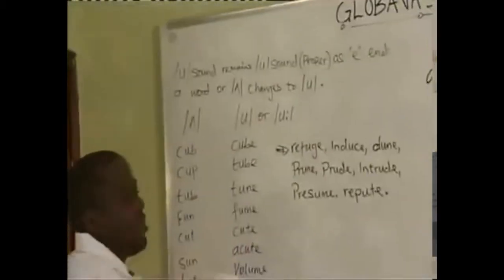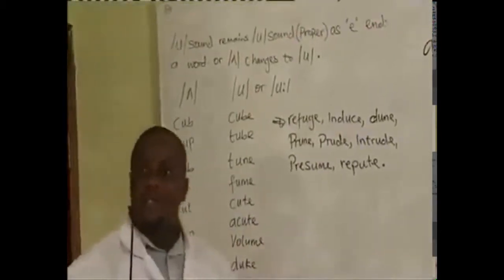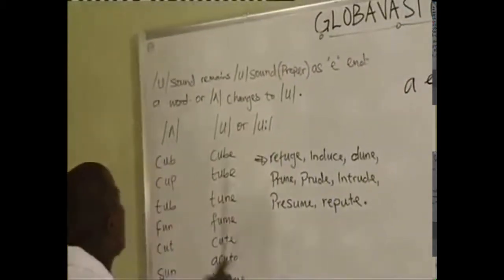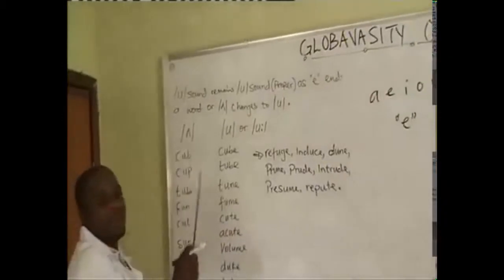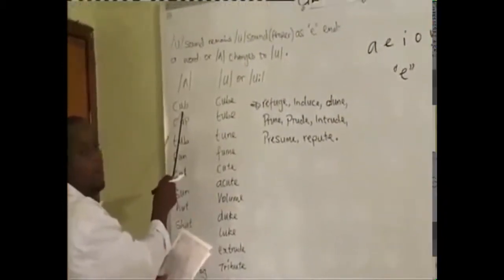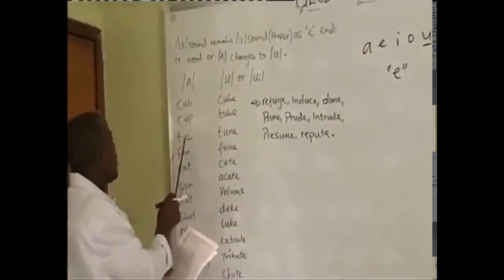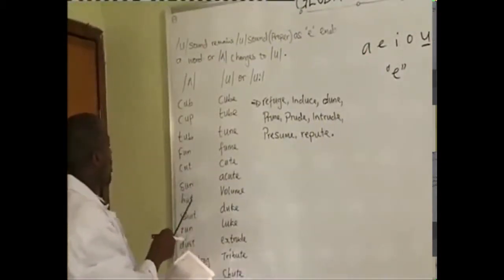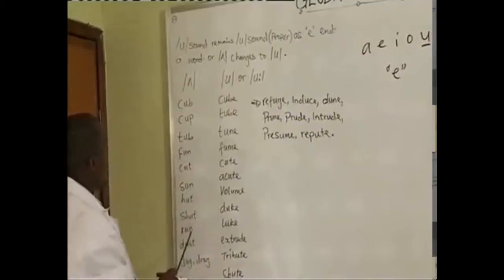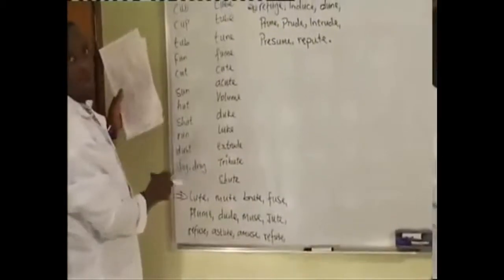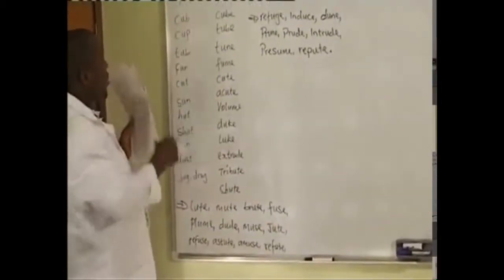You discover that there are some words that have U, but they don't sound U. Look at them. We call it the monkey sound, the uh sound. So let's pronounce this. Cob. Say cob. Form. Son. Hot. Shot. Run. Dust. Jog. And what? Drug. This word, they were supposed to sound U, is it not so?